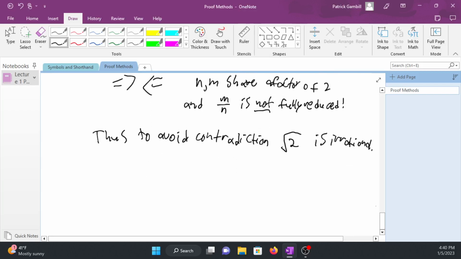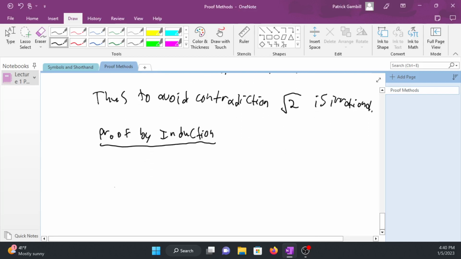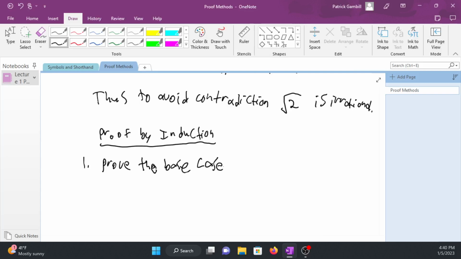The last method we're going to talk about today is proof by induction. So how does this one work? You're going to have 2 steps to this one. First step, prove the base case. So the base case, typically you're going to assume n equals 0, but it could be different. It could be n equals 1, n equals -1, but it's going to be some integer value, and it'll be clear based on the context of the problem.